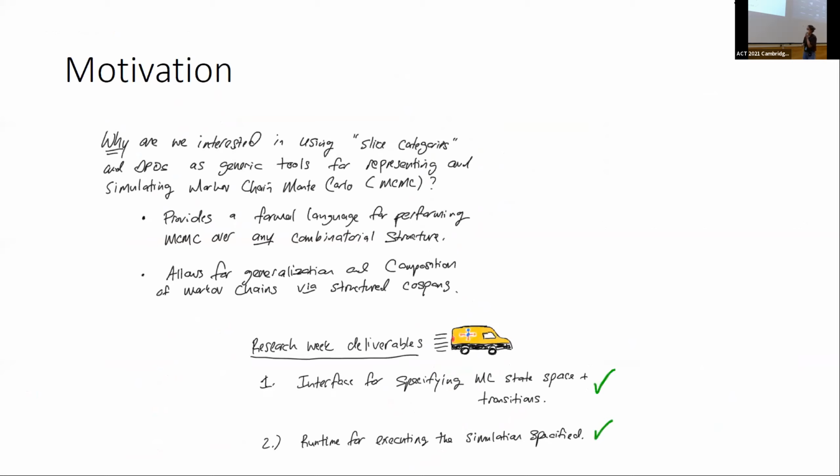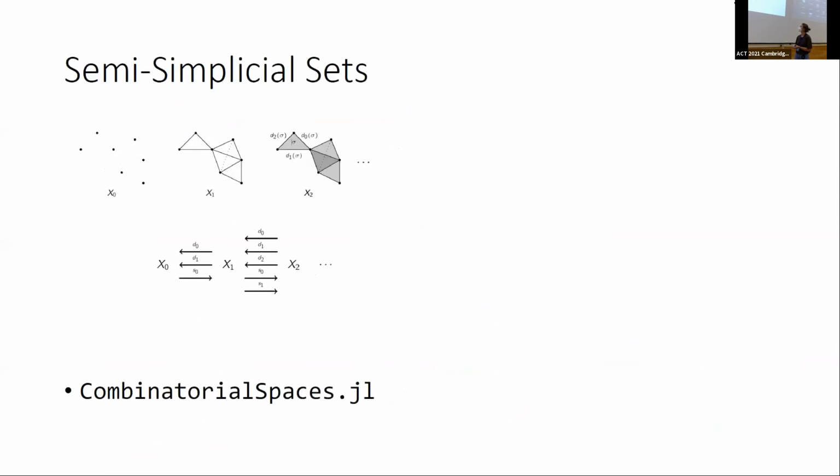Okay. But like I said, the Ising model is kind of well studied, and if this was the only thing it could do, it would be useless. So the motivation is that we can look at any general type of combinatorial structure. So we know that simplicial sets are C-sets, and so you can speak about Markov chains over these simplicial sets instead. And yeah, I think that's really cool.